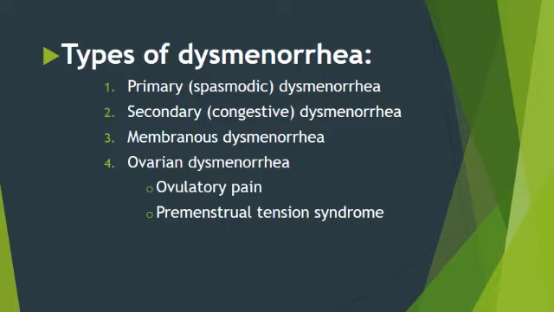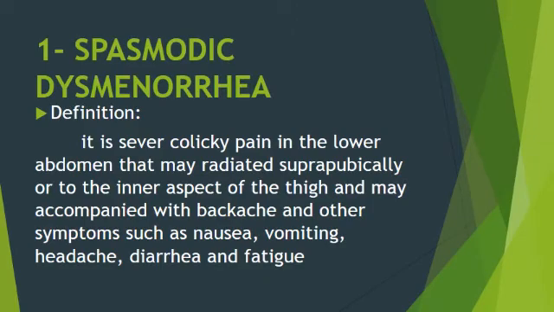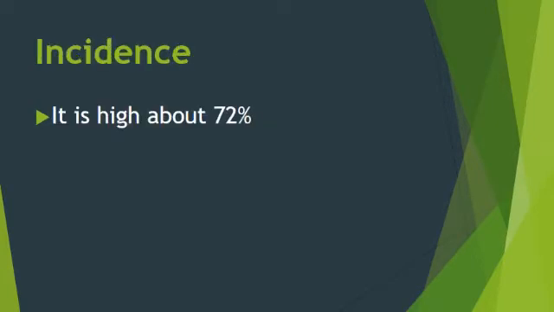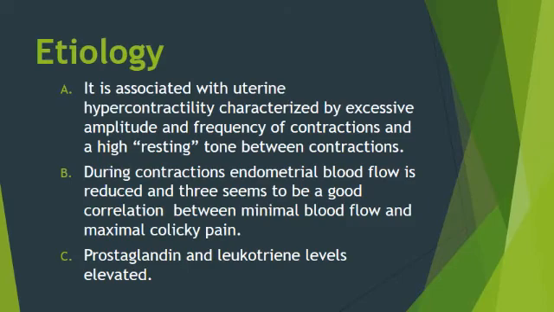premenstrual tension syndrome. Spasmodic dysmenorrhea, or primary dysmenorrhea, is a severe colicky pain in the lower abdomen that may be radiated to the suprapubic region or to the inner aspect of the thigh and may accompany backache, lower backache, and other symptoms such as nausea, vomiting, headache, diarrhea, and fatigue. Incidence: it is high, about 72% of women may have primary.